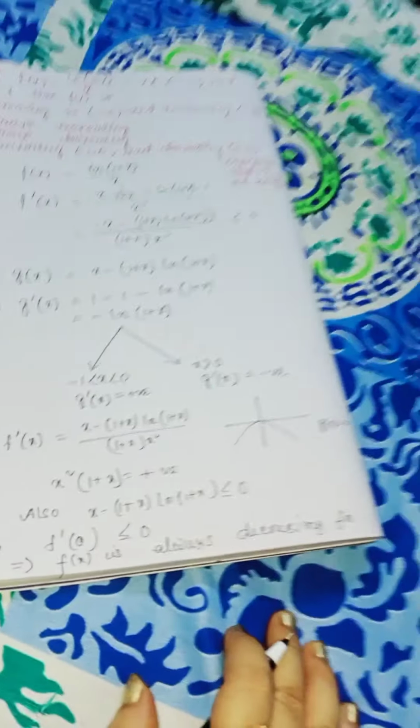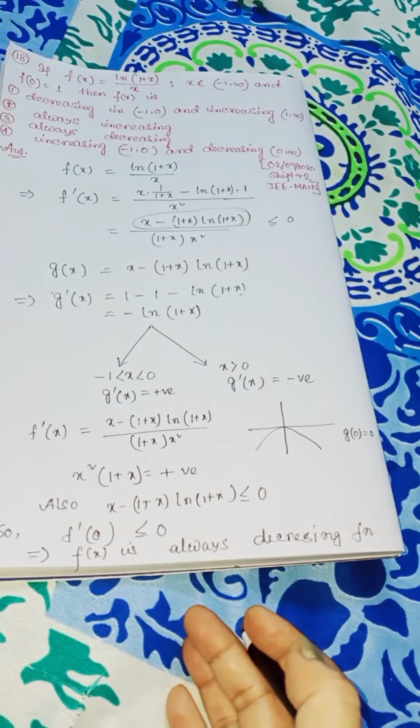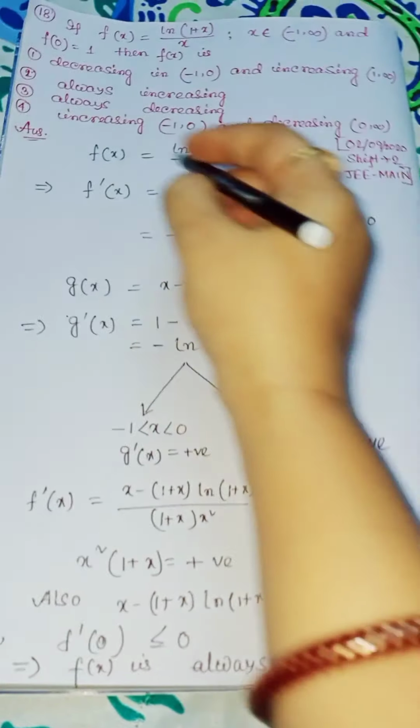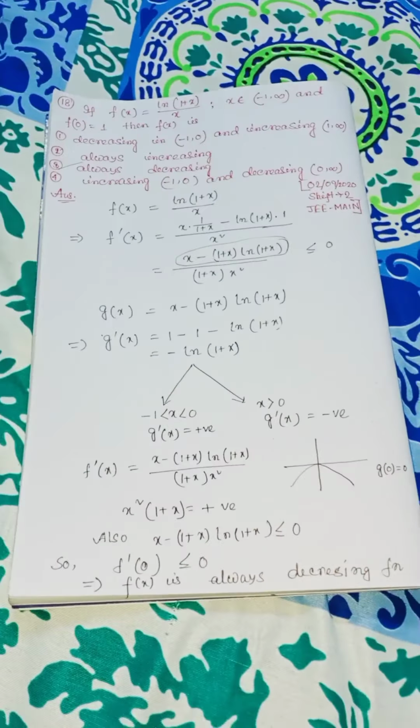So we reached our required answer. What is the type of the function? So f(x) is always a decreasing function, and our option is option 3. So here is the whole solution.